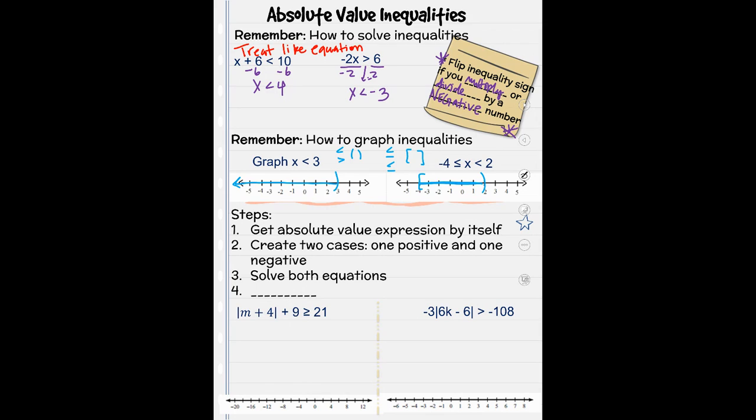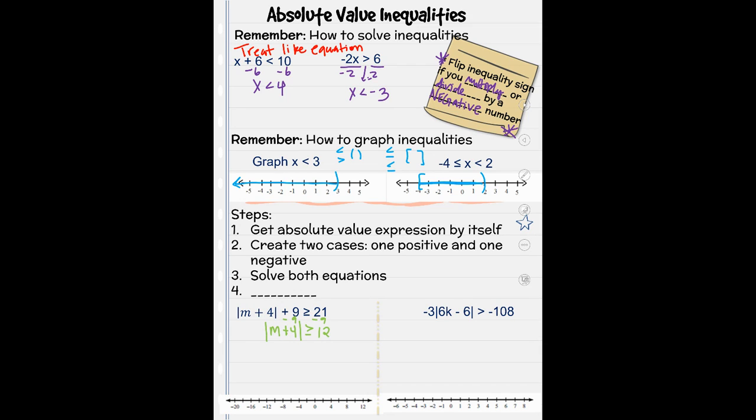So we're going to do the same thing we did to solve for our absolute value expression to find the numbers for our absolute value inequalities. So again, steps. Get your absolute value expression by itself, okay? Well, this first example, it's not by itself. We've got the absolute value piece, and then we're adding 9. So let's subtract 9 from both sides. So we've got absolute value of n plus 4 is greater than or equal to 12.